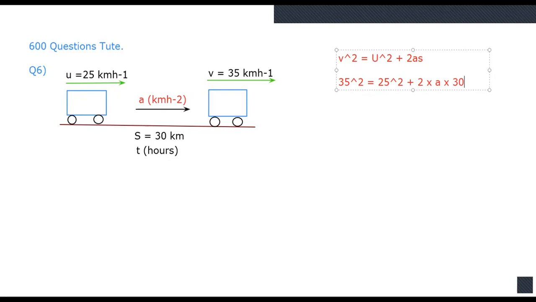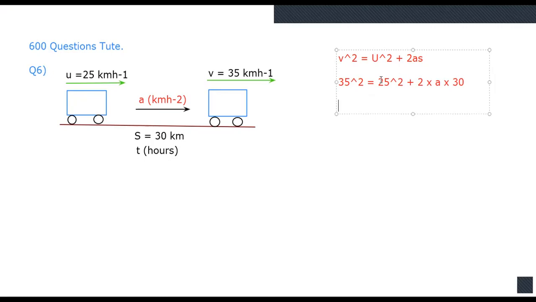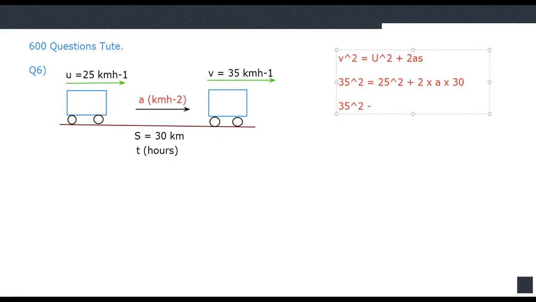S is 30 kilometers. We should not get the square of 35 and square of 25 because there are some other easier methods to simplify here. Actually, there are many other methods to simplify without getting the square terms. Let me show you one method here. I don't do anything to 35 square. I'll keep 35 square as it is. But I'll take positive 25 square to this side. So then it will be minus 25 square. Got it?